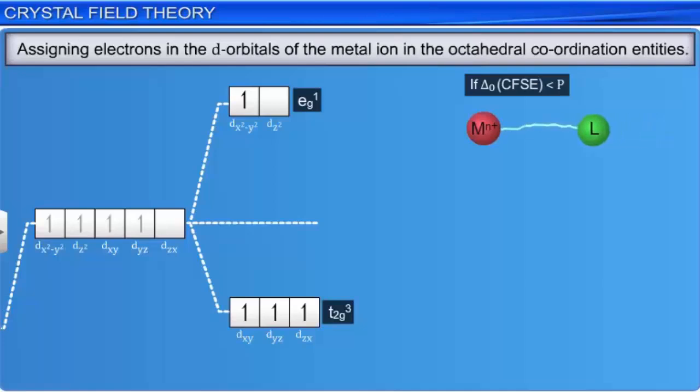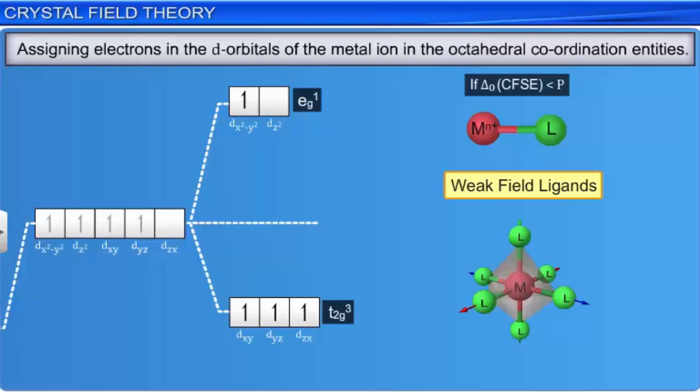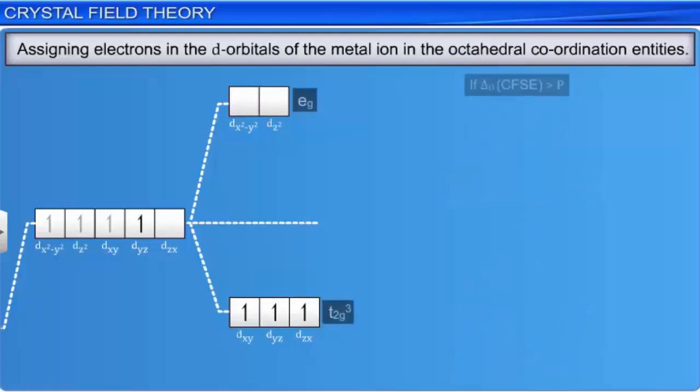If the crystal field splitting energy is higher than the pairing energy, then the fourth electron enters a T2g orbital and pairs up with one of the electrons, giving the configuration t2g4 eg0. Ligands for which the crystal field splitting energy is higher than the pairing energy are known as strong field ligands. The complexes formed with these ligands would be the low-spin complexes.